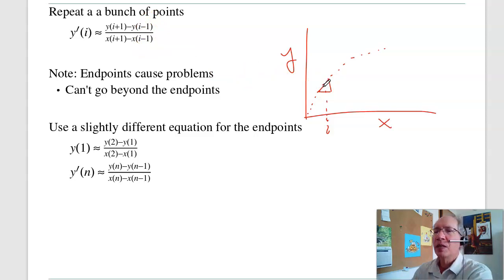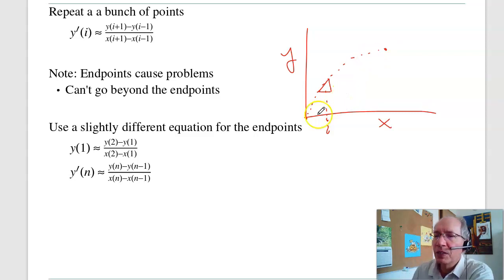Now note when you do this, it works for all points, and that kind of implies a for loop for i equals 2 to n minus 1. I've got a problem with the two endpoints. At the first endpoint, there is no point to the left. At the last endpoint, there is no point to the right. So that's typical with numerical differentiation. The two endpoints, they have to do something different.